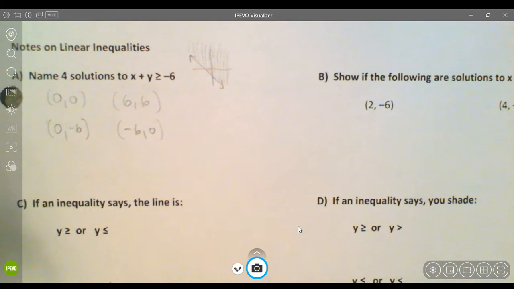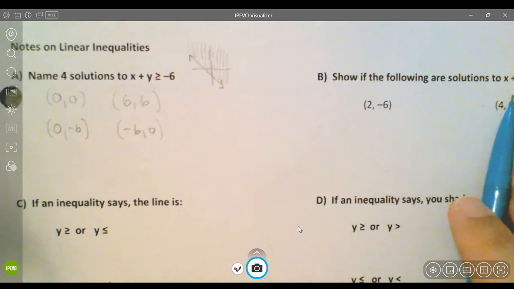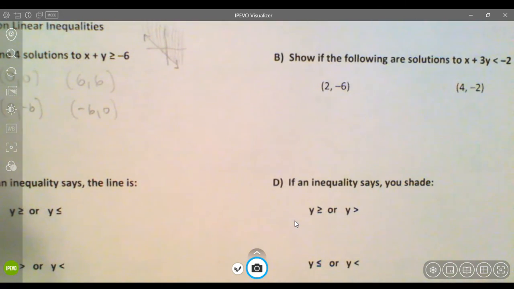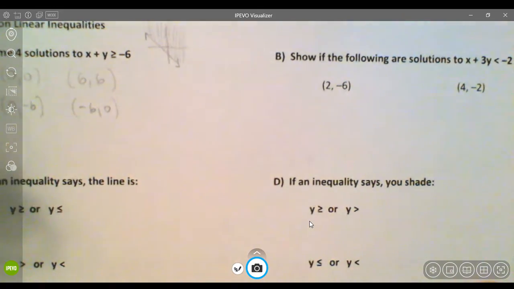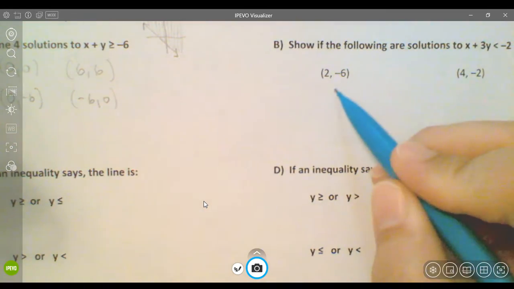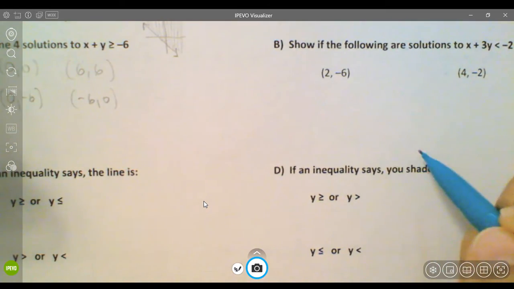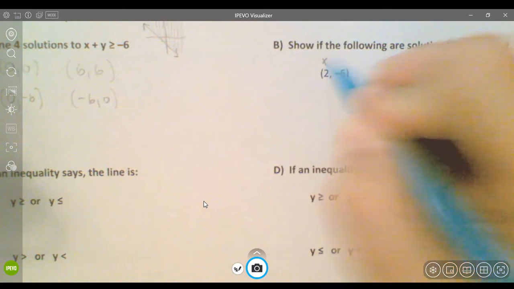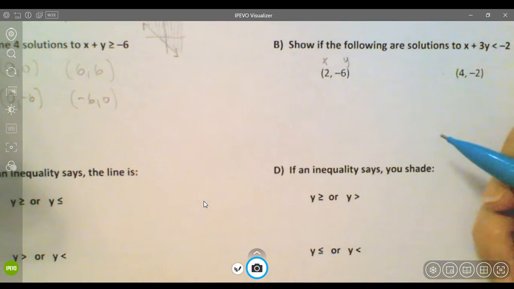So a line cuts a plane into 2 parts. But whenever we talk about inequalities, we want to talk about the region above the line or the region below. You'll see. All right. So let's see if the following are solutions to x plus 3y is less than -2. And the reason we want to do this is sometimes I want to know, is my region correct? So let's choose a point here. So when we look at the point 2, -6, we're going to let x equal 2. We're going to let y equal -6.